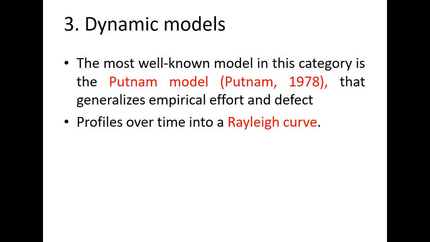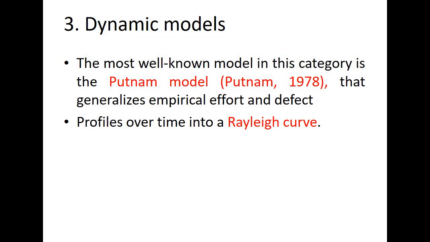In this case, fine-grained dynamic models may measure the precise time instead of the rough time corresponding to the development phases. The most well-known model, of course, is the Putnam, where it generalizes the empirical effort and the defect profile into a Rayleigh curve.